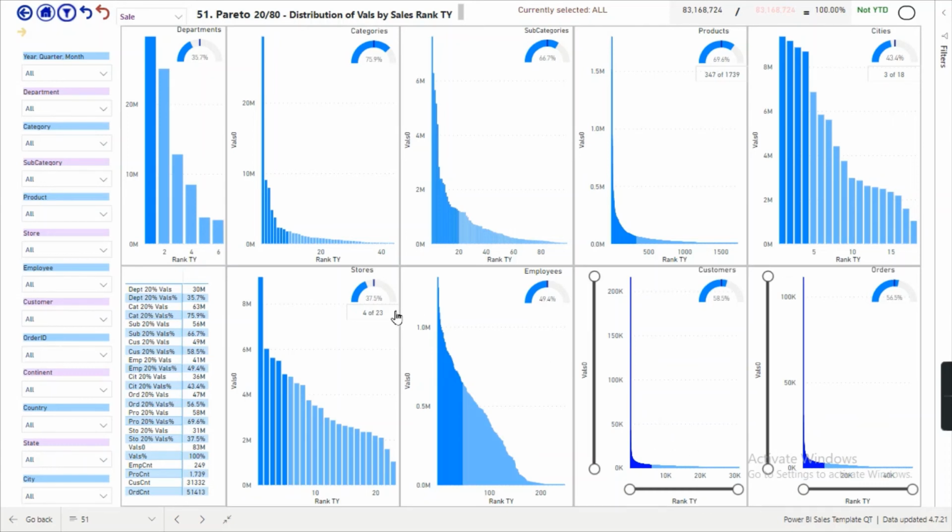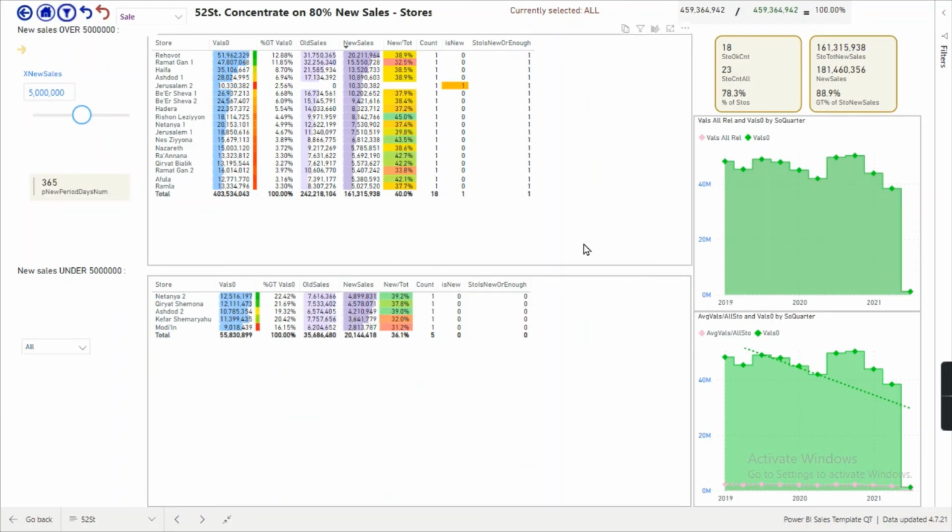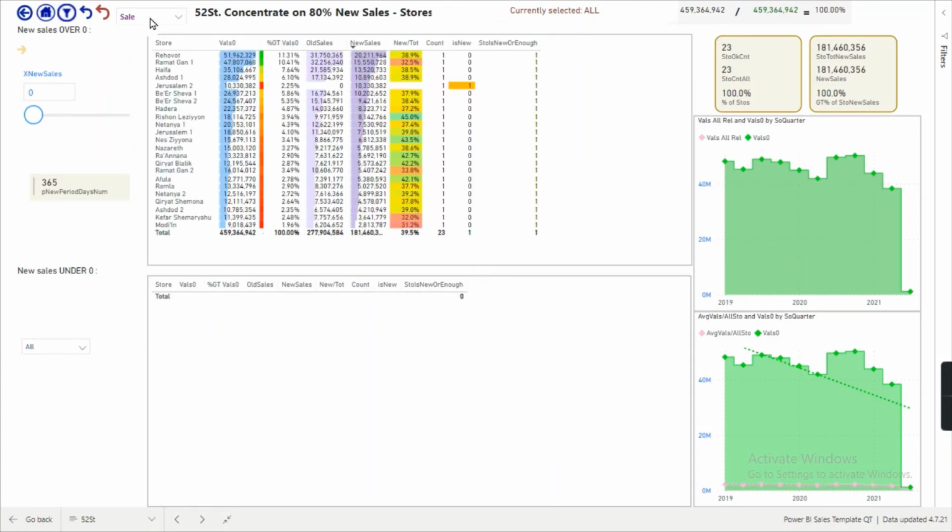Let's see, for example, what's going on with stores. It's a button. 4 stores out of 23 are generating a lot. We have here, don't worry about this page, I will explain, a dynamic slider. Put it on 0. Now all stores that have net sales over 0 are up in the upper table.